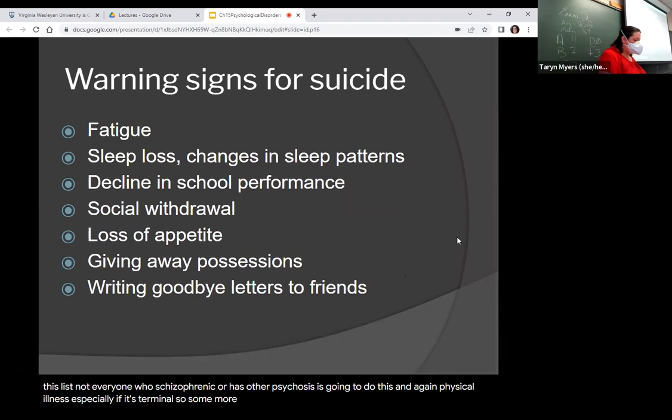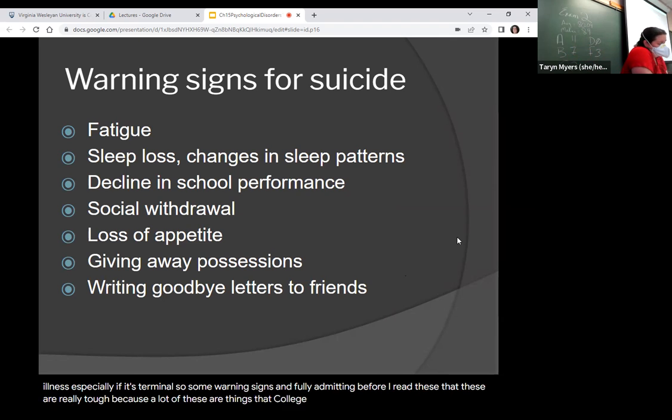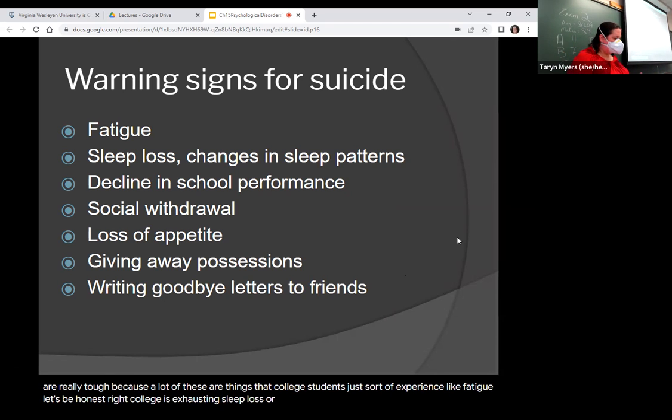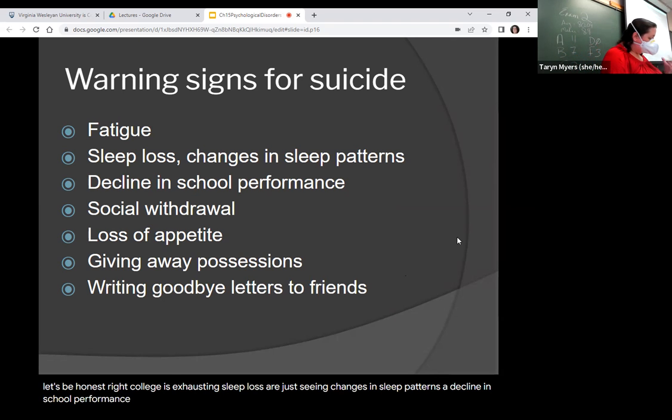So some warning signs, and fully admitting before I read these that these are really tough because a lot of these are things that college students just sort of experience, like fatigue. Let's be honest, right? College is exhausting. Sleep loss or distinct changes in sleep patterns, a decline in school performance, social withdrawal is a huge one. Loss of appetite, giving away their possessions, big thing, right? And writing goodbye letters to friends.